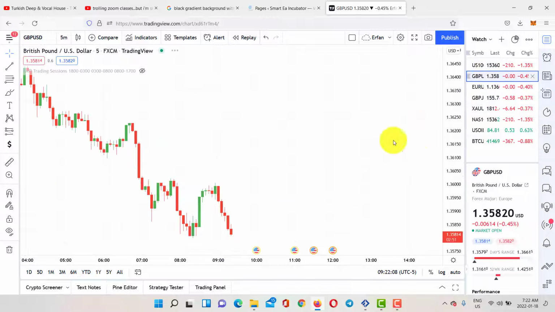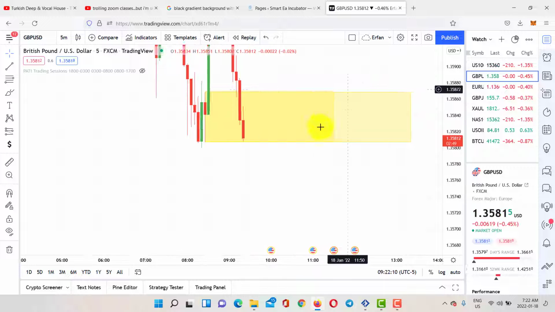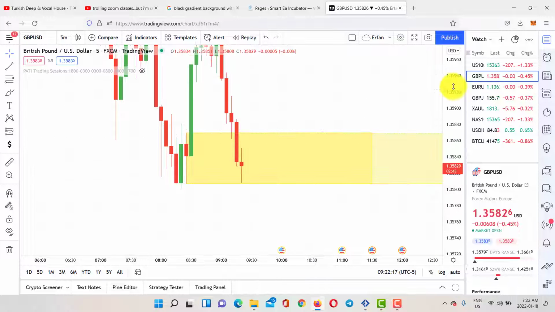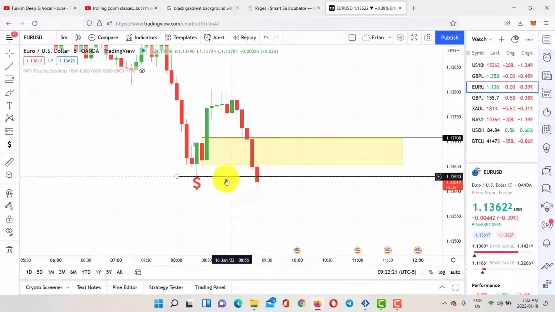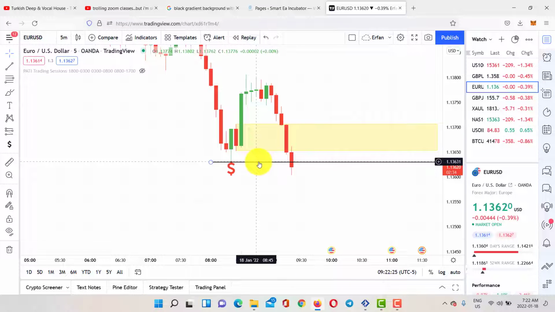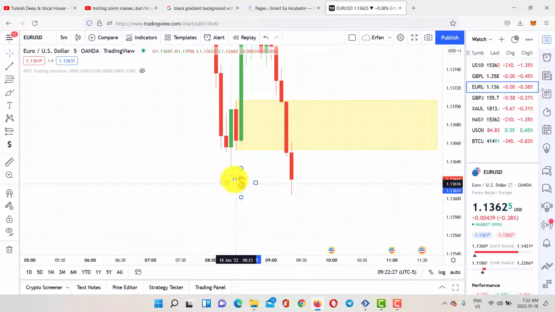Okay, let's go to GBPUSD. GBPUSD doesn't look good, but it's still valid. It didn't get out of this order block. I want to see what exactly happens. EURUSD completely blasted through this support line here, so it got all the liquidity.